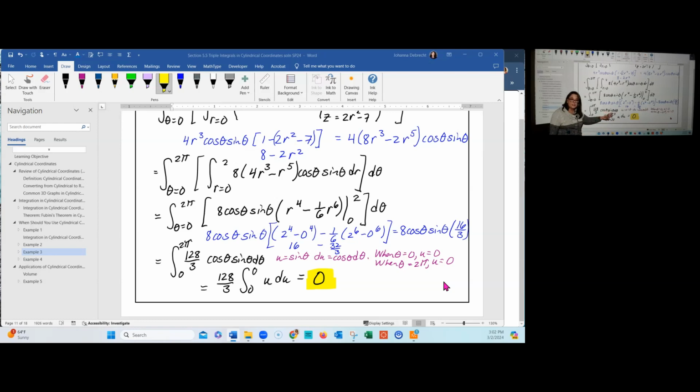I can do a u substitution where u is sine theta and du is cosine theta d theta. But when I change the limits of integration, they both become 0. When you integrate from a constant to the same constant, you end up with 0 area between, well, itself and itself. So there's no area under the curve, so the value of our triple integral is 0. Again, until we know what the function of 3 independent variables represents, it's hard to interpret this result.